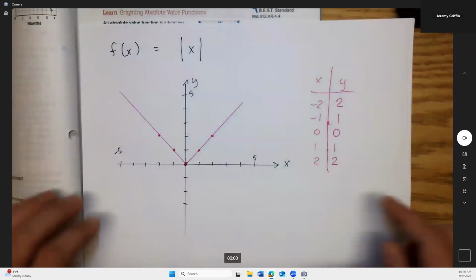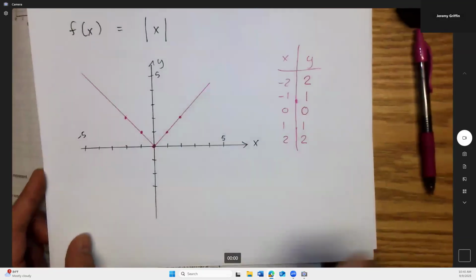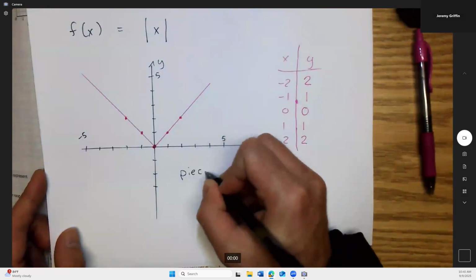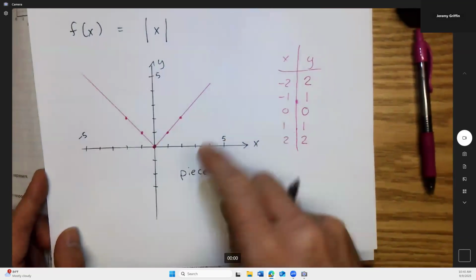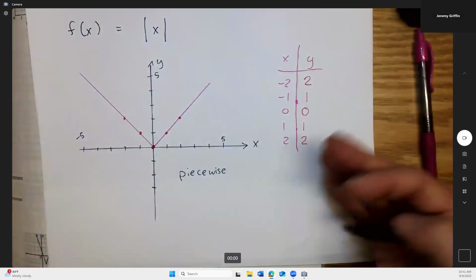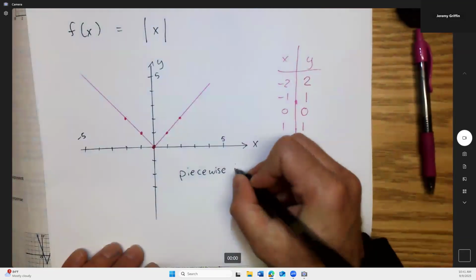Actually, speaking of that, let's make a piecewise out of this. Isn't that what we were doing yesterday? Piecewise. Let's make a piecewise function, because you can actually describe an absolute value graph as a piecewise. It's kind of like there are two halves of the story: the left half and the right half. So let's put it that way.